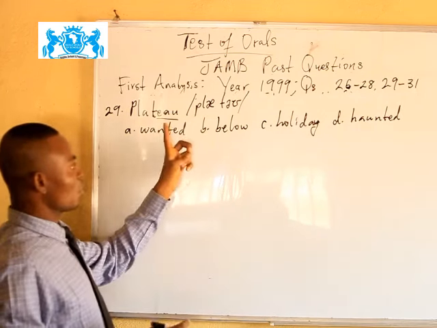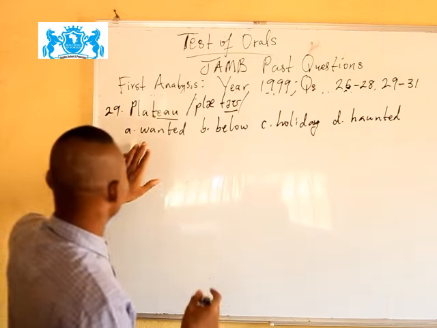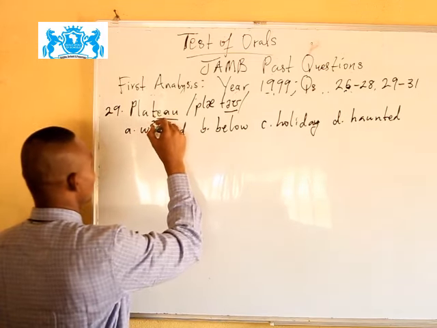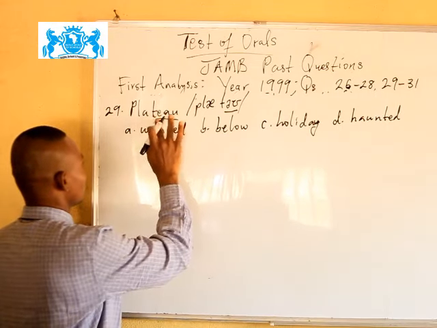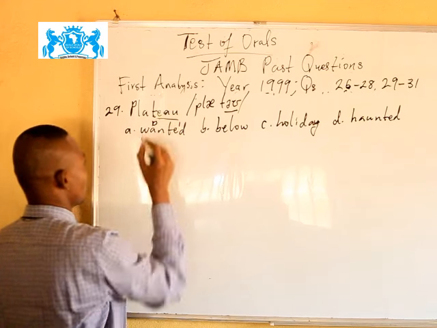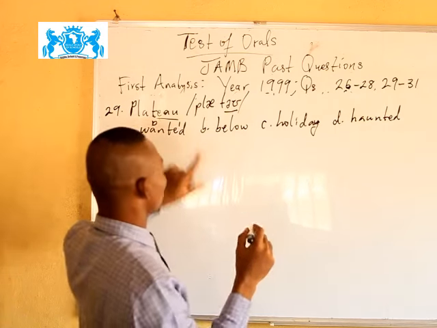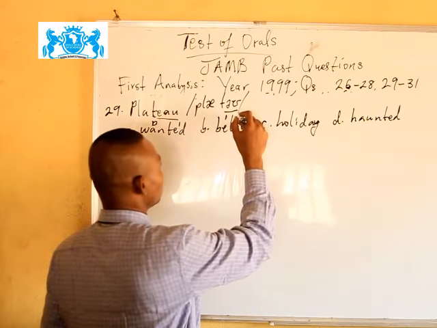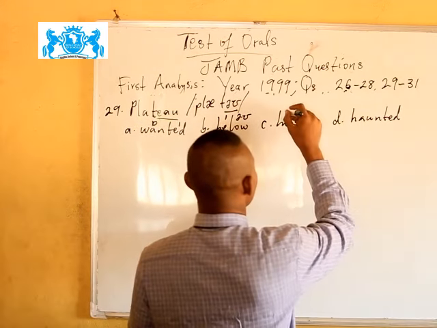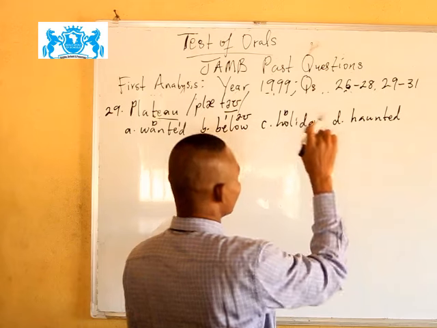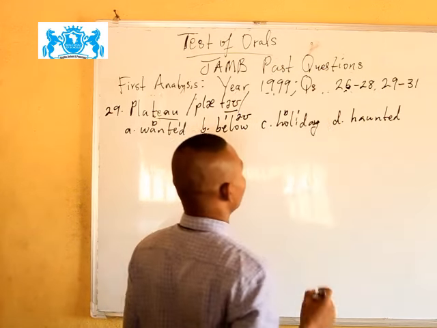Okay, this is O on the line. Right here we have the word wanted. Oh sorry, forgive me, it's a mistake. Wanted: short O sound, short E sound. Here we have below. Here we have holiday. So this is short O sound, short E sound.